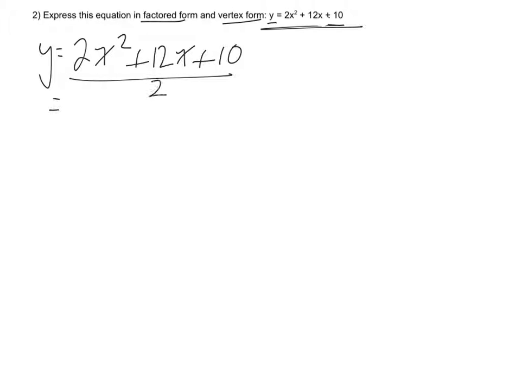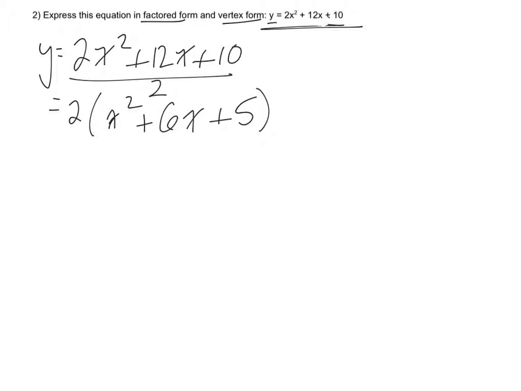So I'm going to say y equals 2x squared plus 12x plus 10. I know I can factor out 2, so I'll write 2 times x squared plus 6x plus 5.